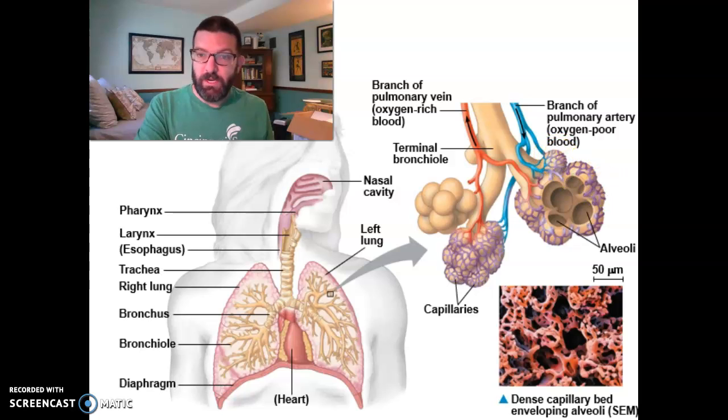And then the blood flows away. We bring in more oxygen-poor blood. We breathe out the oxygen-poor air. Breathe in more oxygen-rich air, and allow it to diffuse into that new blood.